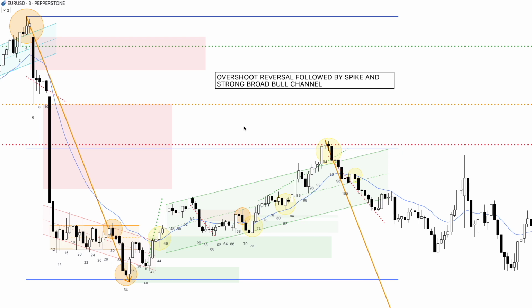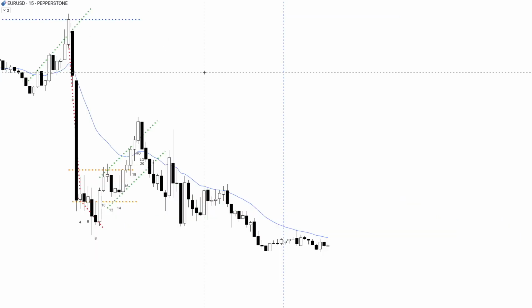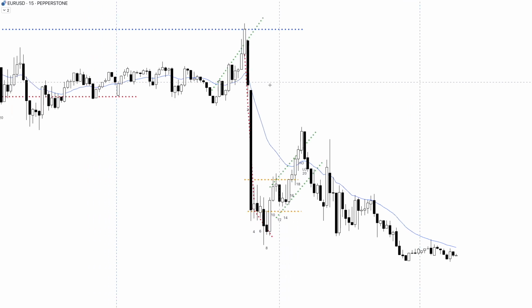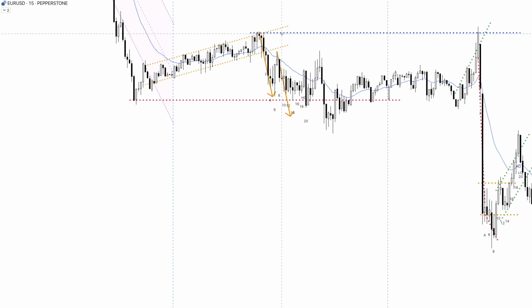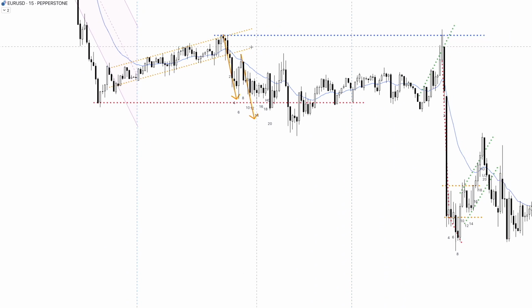Hello, this is yesterday's price action for the Euro USD 3-minute chart. We had an overshoot followed by a spike and a strong bull channel. Let's jump up to the 15-minute chart to see how it is formed. Up on the 15-minute chart, you can see that a channel formed, or a wedge, and we had the overshoot. This is also a double top from last Friday's high.